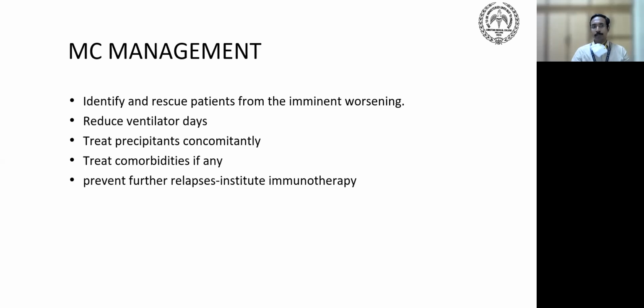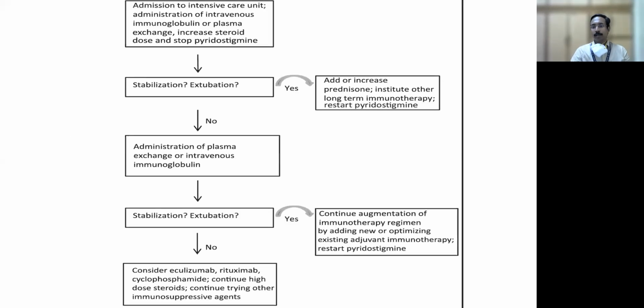That is what we do. In patients who have significant cardiac comorbidities, severe hypotension or not able to manage PLEX, then maybe we go for IVIG, treating concomitant comorbidities. And after stabilizing them, they are extubated. Maintenance immunotherapy also needs to be instituted so that they don't have further myasthenic crisis.